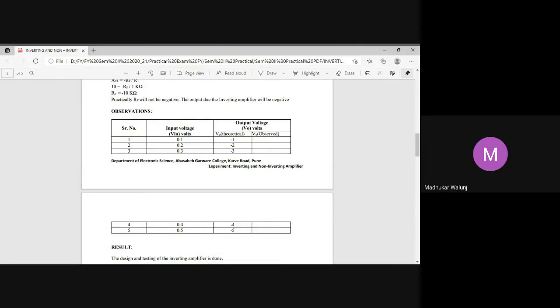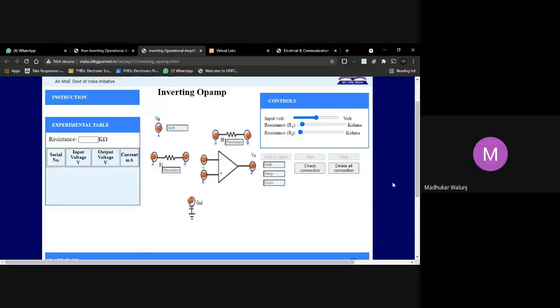Now I would like to show you the virtual lab experiment of it. Okay, so this is the inverting amplifier. You can see the connections are not made up to this point. If you Google inverting op amp virtual lab, you will get to this link, and it is very easy to understand how the readings will be taken practically.